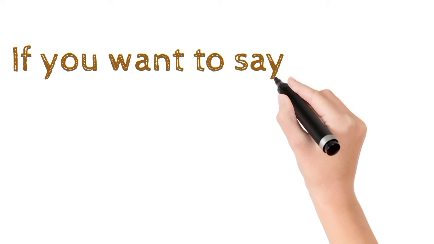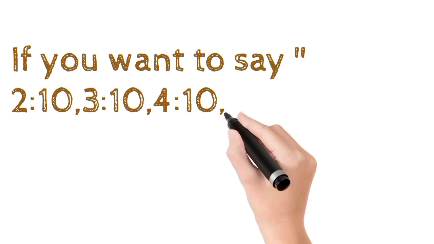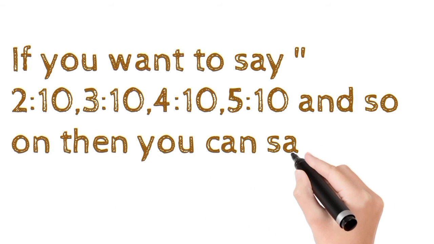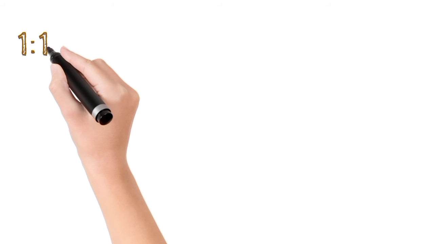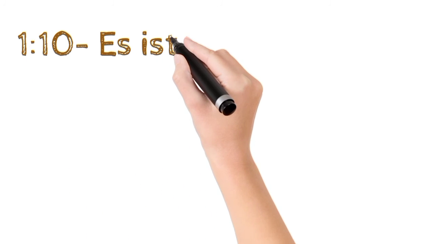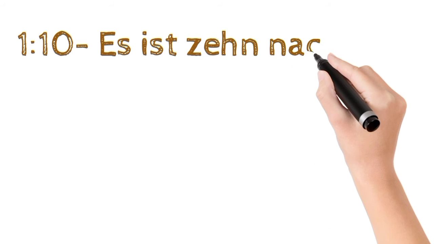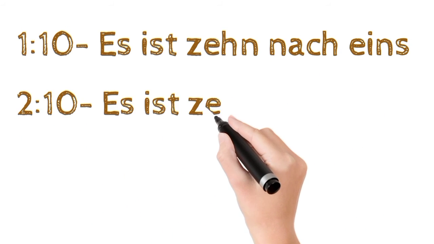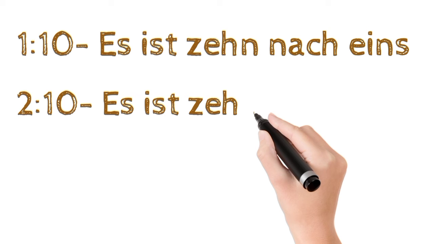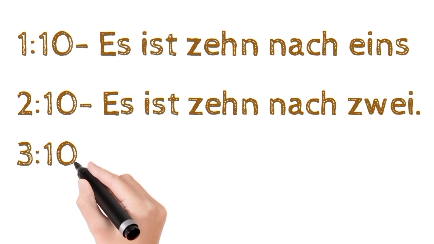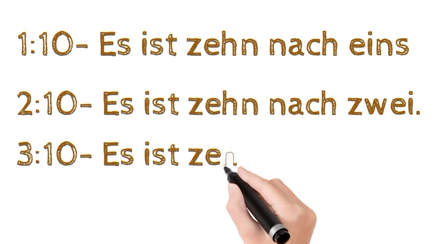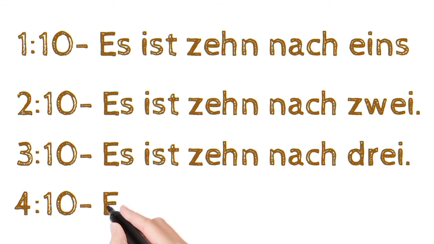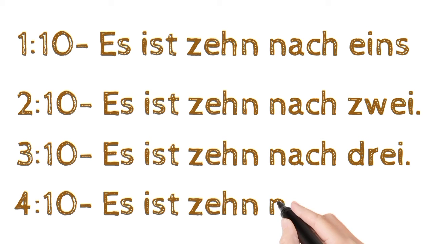If you want to say 2:10, 3:10, 4:10, 5:10, 6:10, 7:10 and so on, then you can say 1:10 is es ist 10 nach eins. 10 means 10, eins means 1. 2:10 is es ist 10 nach zwei. Zwei means 2. Nach means after. 3:10 is es ist 10 nach drei. 4:10 is es ist 10 nach vier.